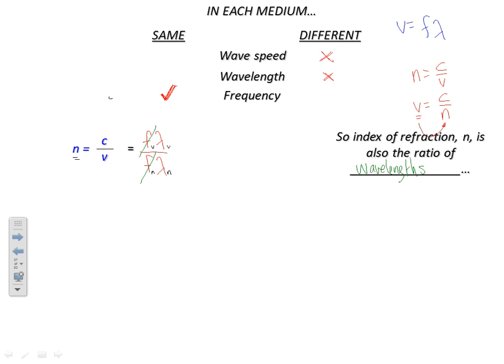And what I hope you can remember is that bigger n means smaller v, and bigger n means smaller wavelength. Sorry, the larger the index of refraction, the slower the wave goes. And the slower the wave goes, the more the wave fronts get bunched up together. Okay?